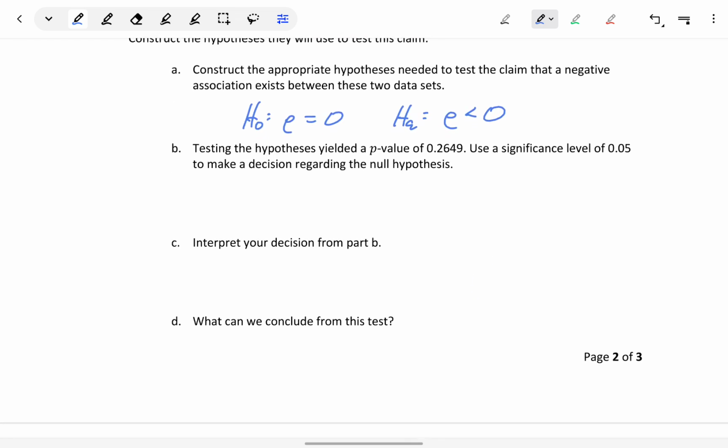If testing the hypotheses yielded a p-value of 0.2649, and our significance level is 0.05, what decision can we make regarding the null hypothesis? In this case, our p-value is greater than 0.05, which is that significance level, so we fail to reject the null hypothesis.